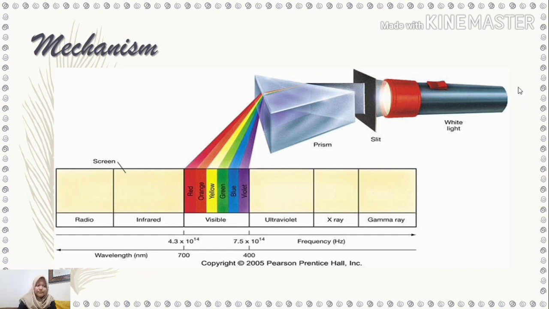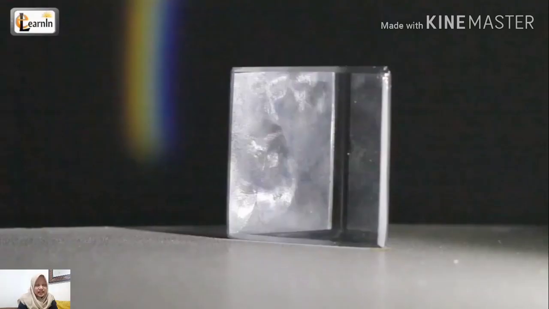Based on this picture, we can see that a narrow beam of white light passes through the prism, and it can be separated into light with different colors. They are red, orange, yellow, green, blue, and violet. The question is, why do we use a prism? Because a prism can decompose light, which is known as dispersed light.